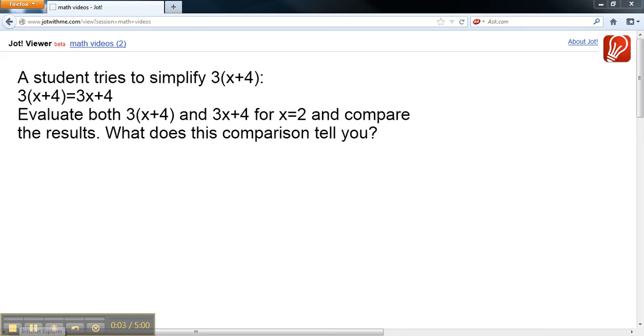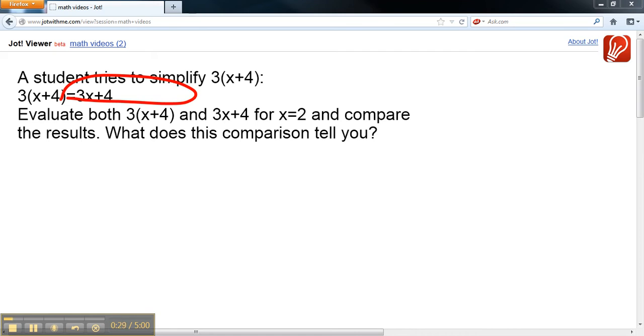A student tries to simplify 3 times x plus 4, and that student gets 3x plus 4. So this is what they get right up here. That's what they get when they simplify. Now we want to evaluate both the original expression and the student's simplified expression for x equals 2 and compare the results.